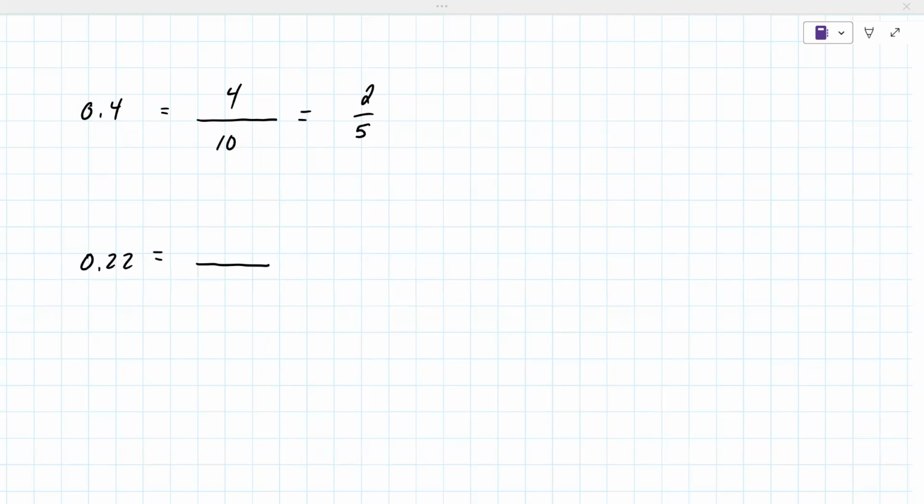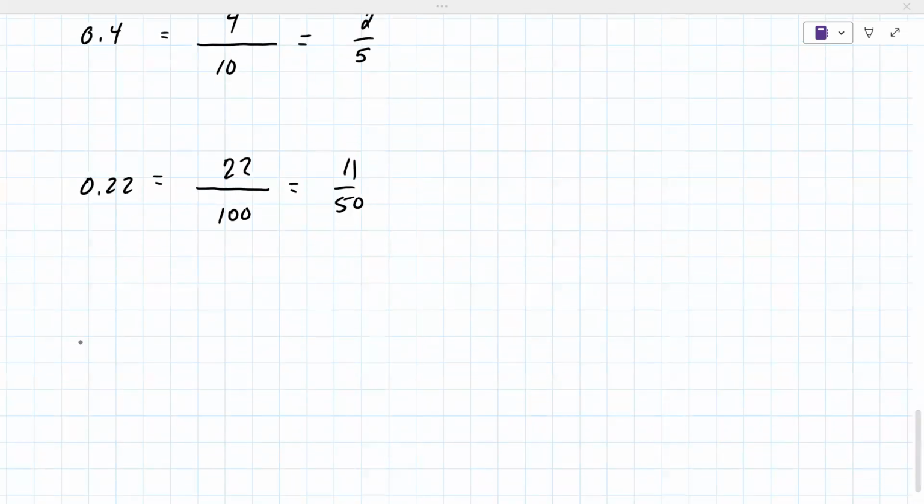Okay. I was just asking to convert this one to a fraction. Make sure you reduce. 22 over 100 reduces to 11 over 50. Very good. Okay. How about minus 3.1 to a fraction? Negative 3 and 1/10. Very good. All right. Feel like you got that down.